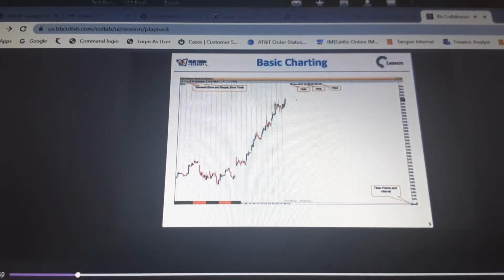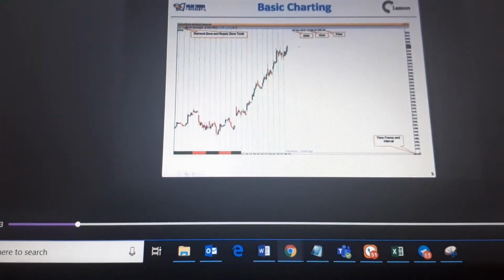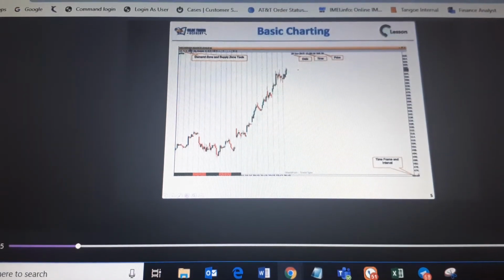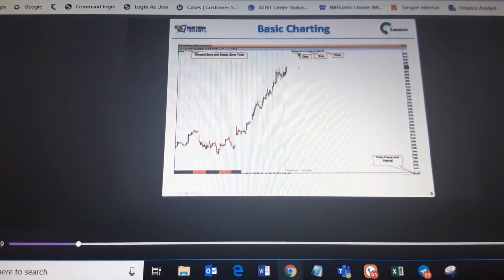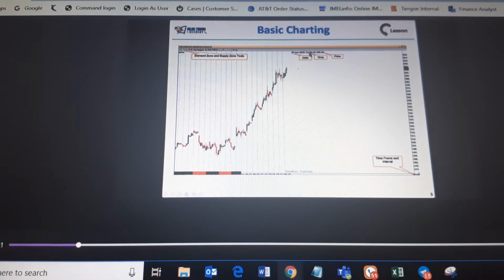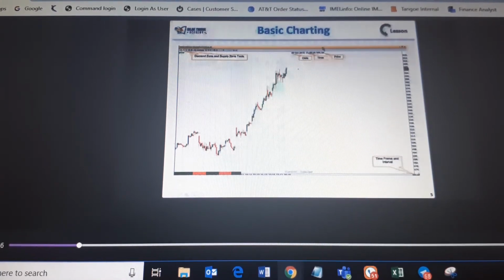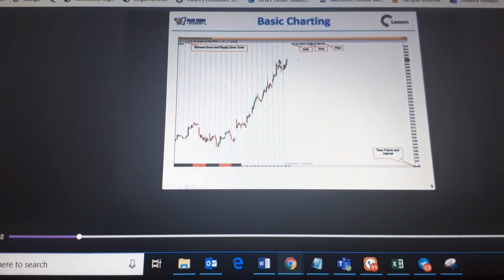Okay, so now can you see this is a basic chart? This is a basic chart, and here is the name of the chart, Axis Bank. And this is the date, 29 Jan 2015. This is the time that we have. Okay, and can you see all these candles over here?